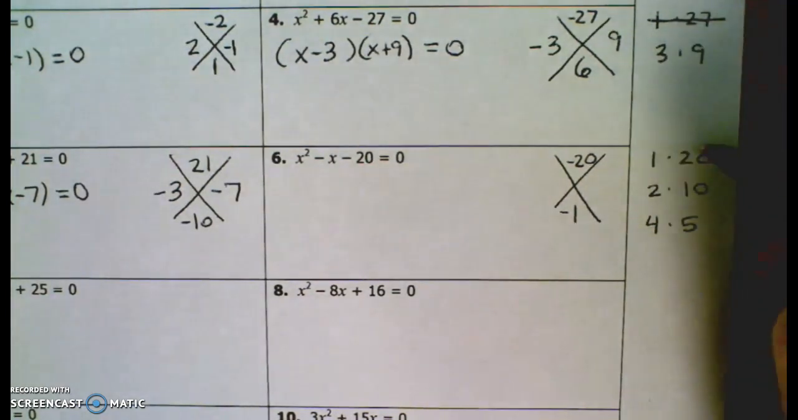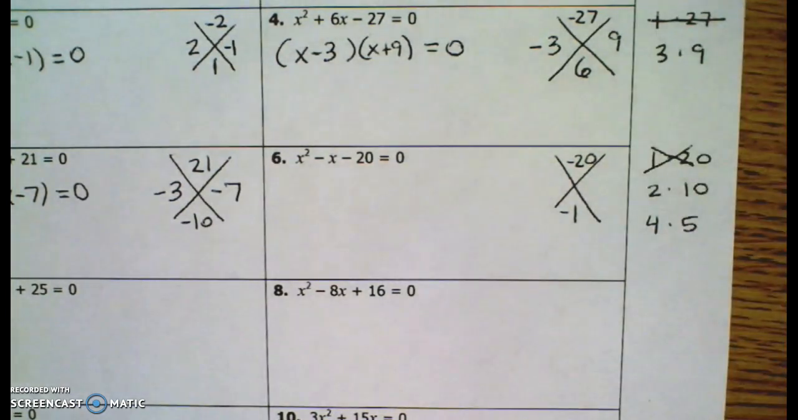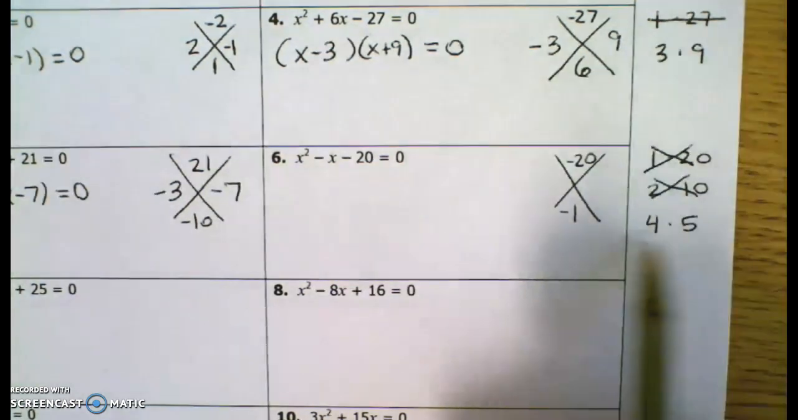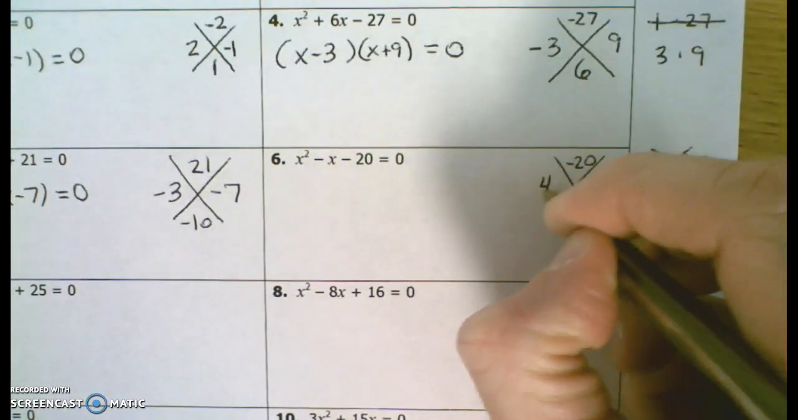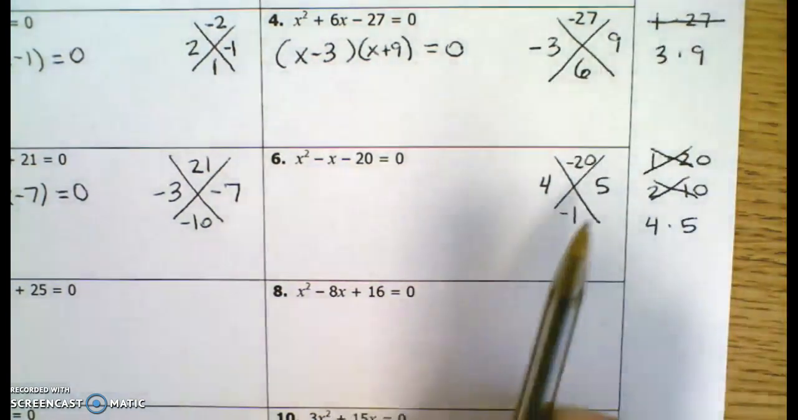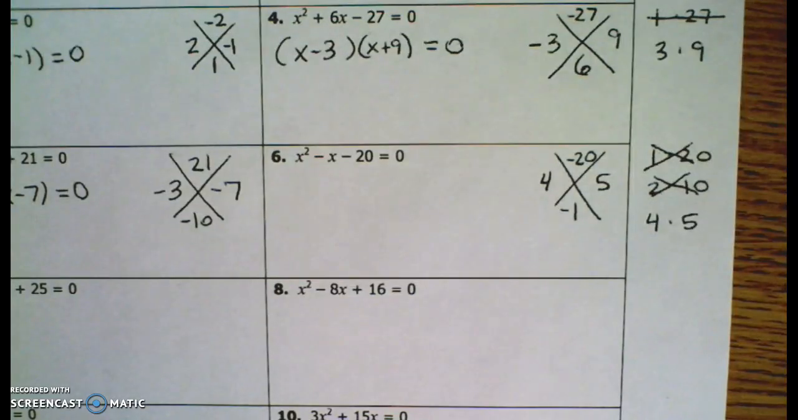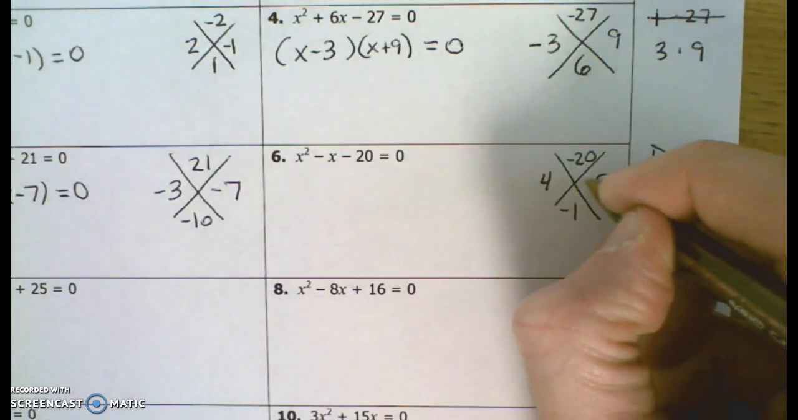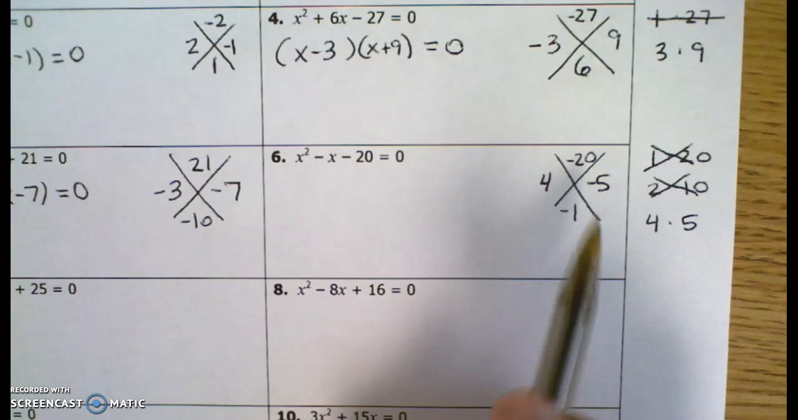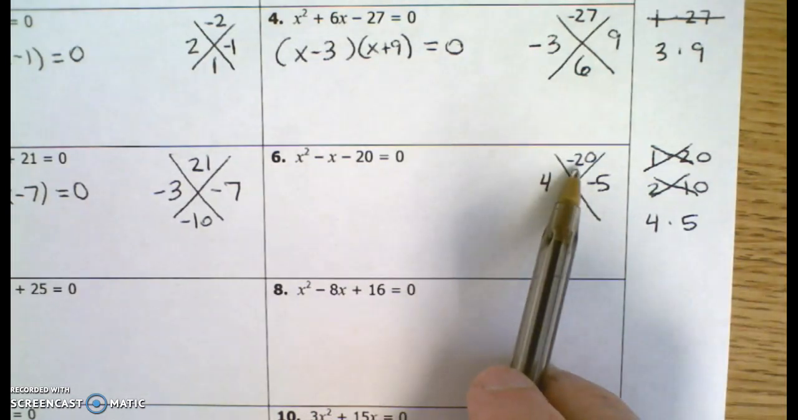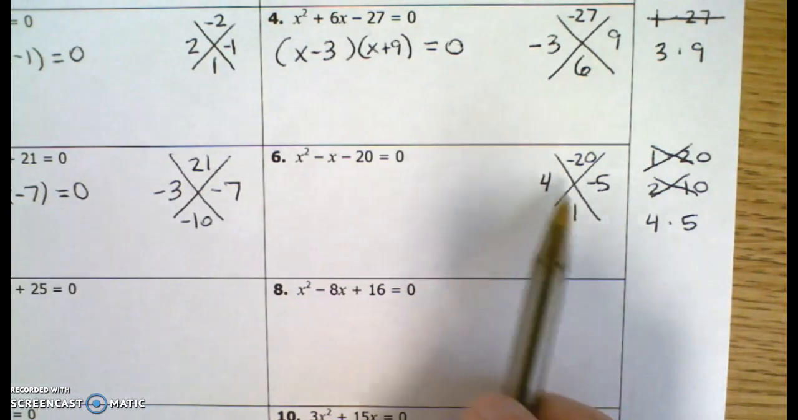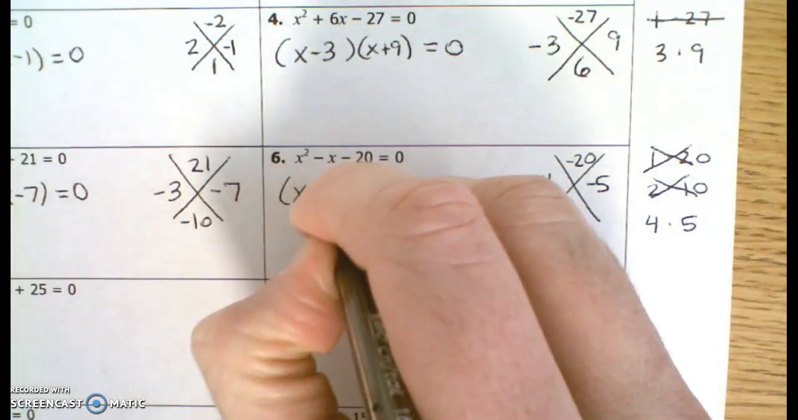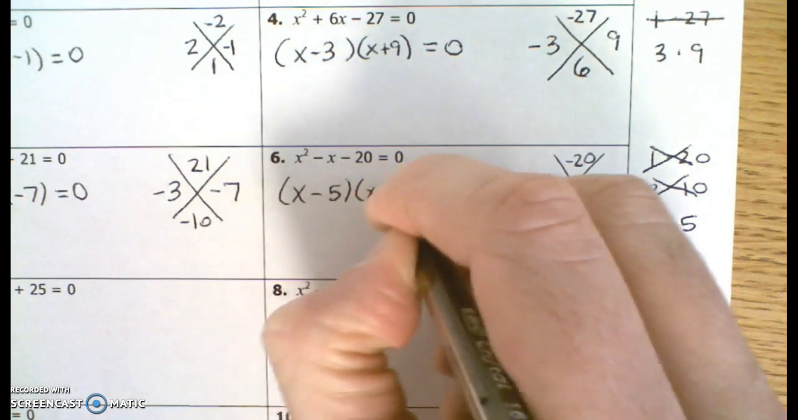So 1 and 20, no matter how I combine those, are just not going to get me to -1. And 2 times 10 is also too big of a difference. So I'm left with 4 and 5. So I know 4 times 5 is 20, but to make it -20, I have to multiply by a negative number. And since my sum is negative, I want the bigger number to be negative. Because now -5 times 4 is -20, and -5 plus 4 is -1. So my factors here are x minus 5 and x plus 4.